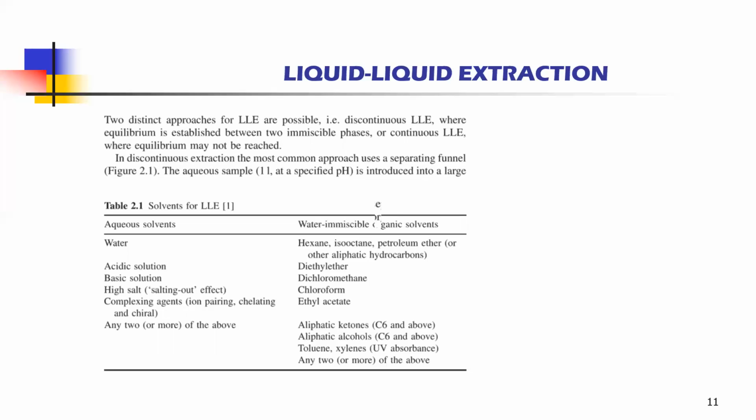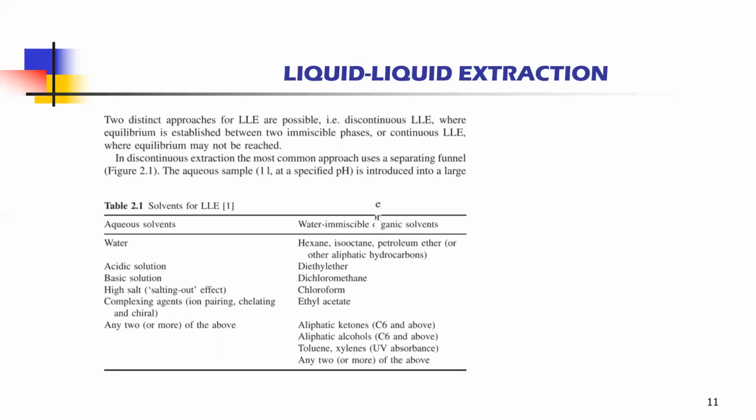In the case of discontinuous extraction, we use a separating funnel, while continuous extraction involves continuous boiling and condensation, so we have a condenser reflux assembly. Discontinuous extraction will achieve equilibrium, while continuous extraction will not. Let us talk about the first one.